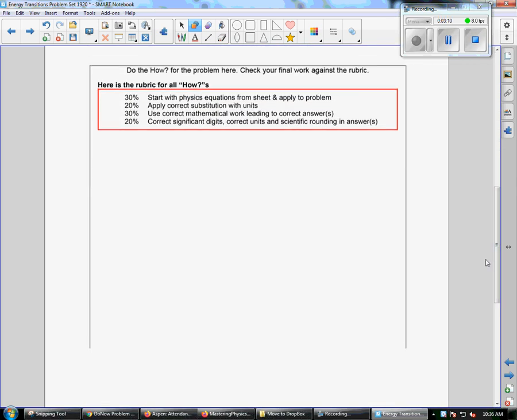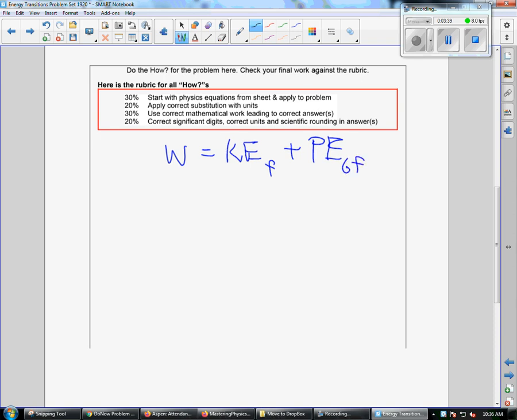And what I'm going to do now is use that as my starting point for my how. So right down here, my how. I'm going to start with what my graph just told me: that the work, which is what causes mechanical energy to change, is the kinetic energy at the end, which I'm going to call final, plus the PE grav at the end. So I'll call that final also. And that's right where I'll start.